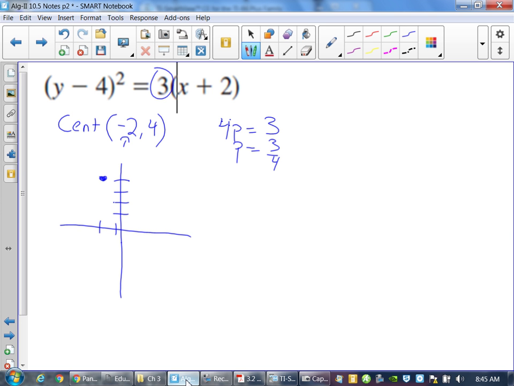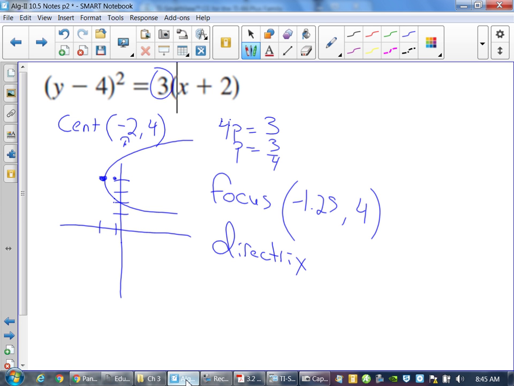So since I'm moving, I know that I have to go to the right. I just have to add 3/4 to that. So that means my focus, because there's only one of them, would be at -1 1/4 and 4. And my directrix is going to be a vertical line, subtracting 3/4 from that, at x equals -2 and 3/4.